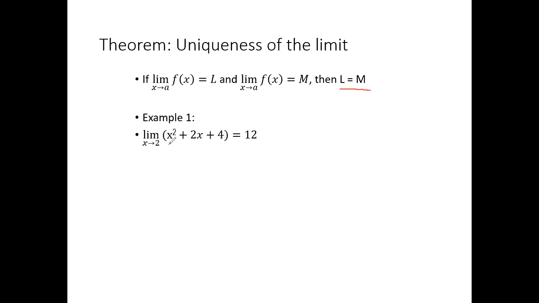So if you are given, for example, to find the limit of x squared plus 2x plus 4 as x approaches 2, all you are going to do is substitute the value into the function. That will be 2 squared plus 2 times 2 plus 4. So 2 squared is equal to 4, then 2 times 2 is also equal to 4, then plus another 4 will give us 4 plus 4 plus 4, which is equal to 12.